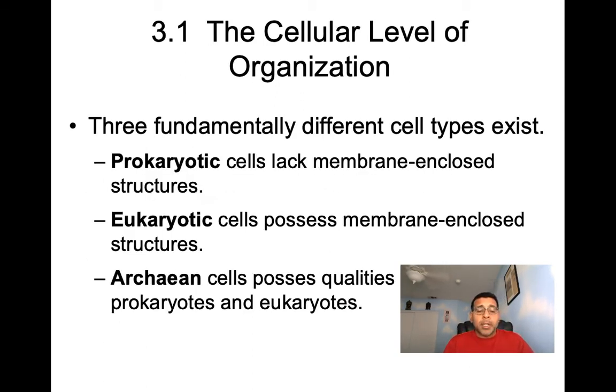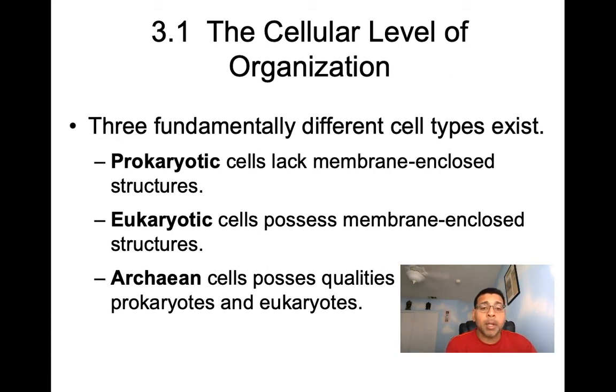There are three different types of cells that exist in nature, and you will be familiar with two of the more common ones. Those three include prokaryotic cells, eukaryotic cells, and archaean cells. The two that you are going to be more commonly familiar with are the prokaryotic and the eukaryotic cells. The prokaryotic cell is commonly called bacteria, and it lacks membrane enclosed structures, such as the nucleus, as we'll see.